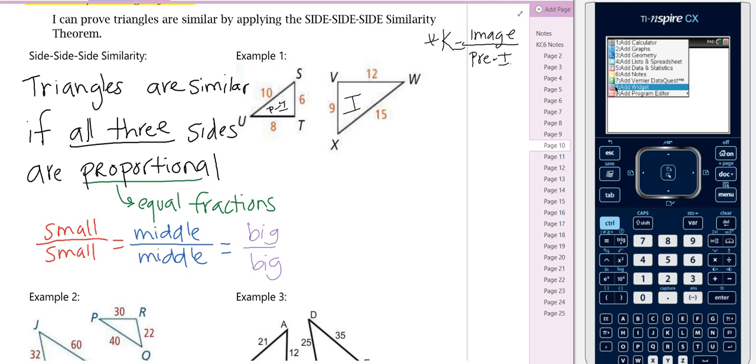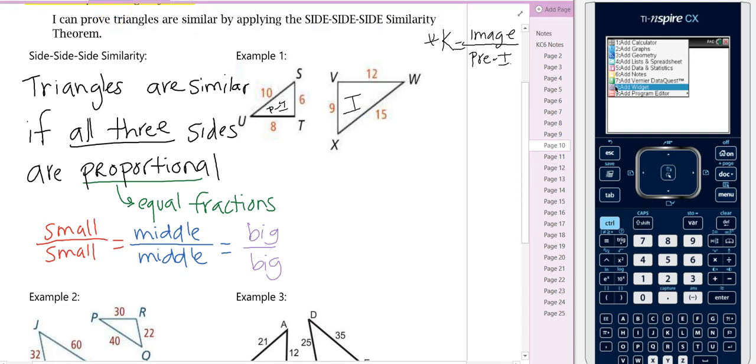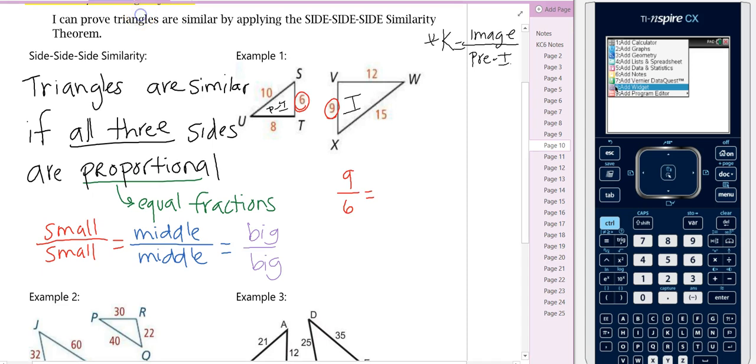When we're setting this up, I'm going to find my smallest side first. Remember, we want our image to be at the top. So image is over here. Out of these three numbers, 9 is the smallest side. Now we look at my other triangle, the pre-image, and the smallest side is 6. Hopefully when we simplify all these, we'll get the same answer.